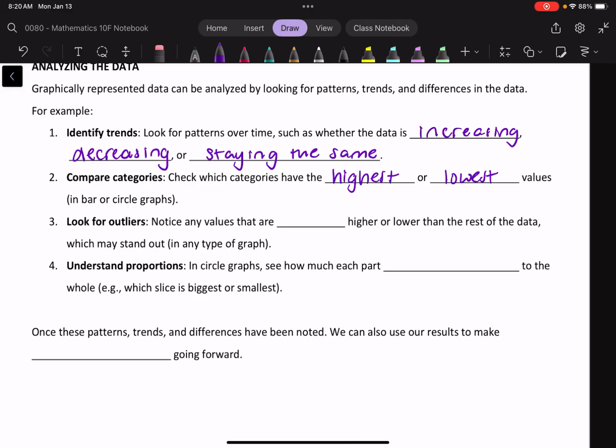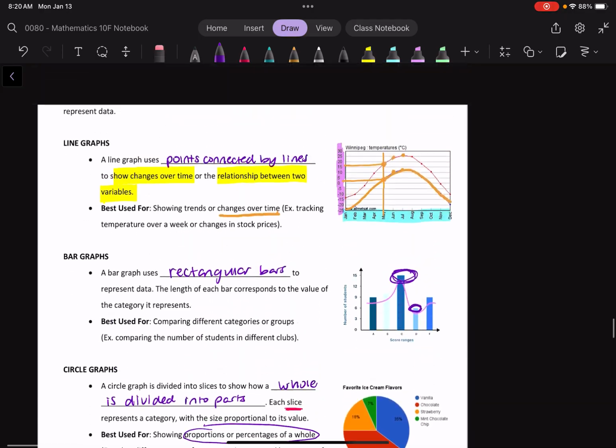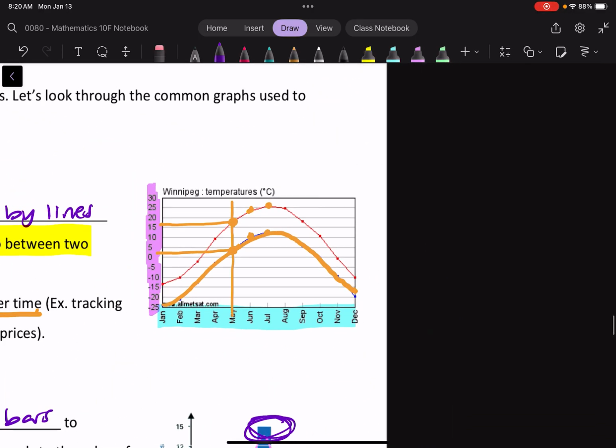For graphs, I can look also for outliers. So in any type of graph, if there is a data piece that is way out of proportion, much higher or much lower than I expected, notice any values that are much higher or much lower than the rest of the data, that might stand out.